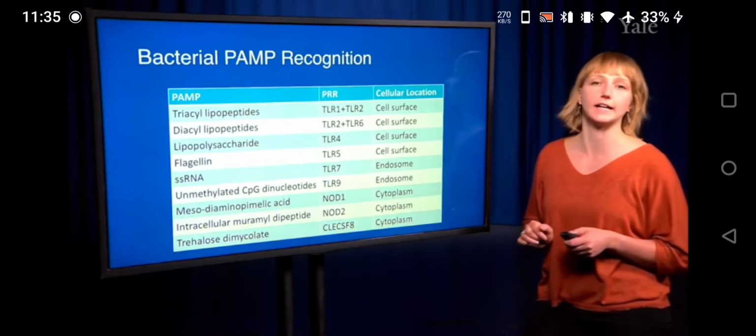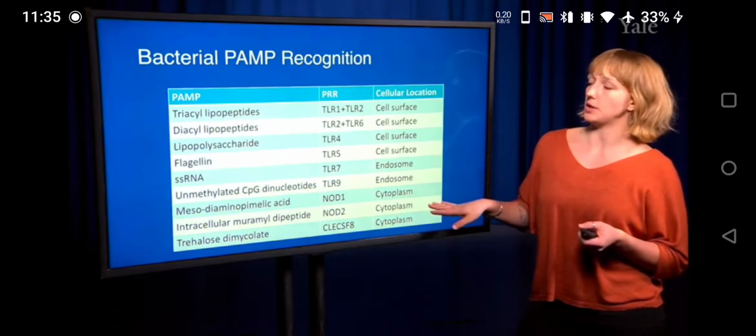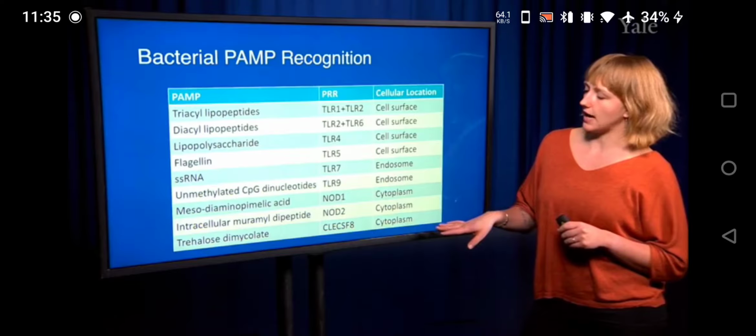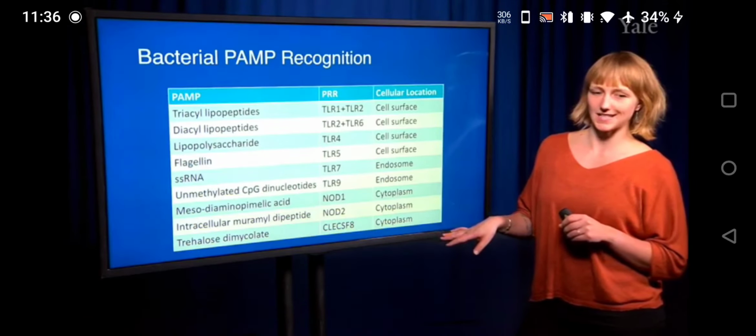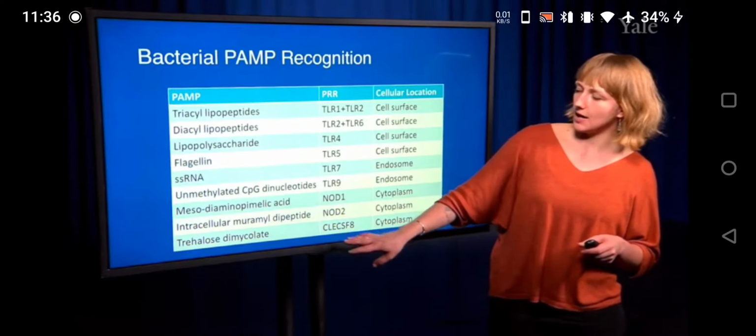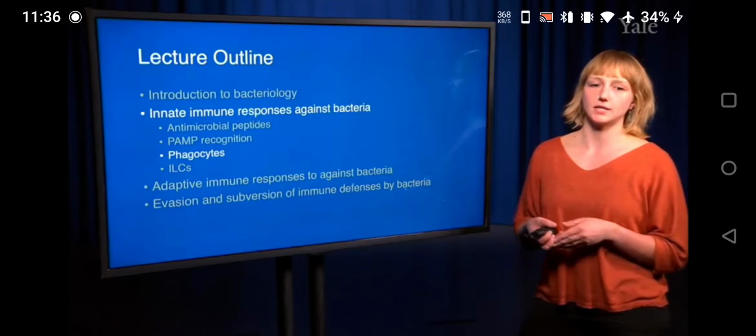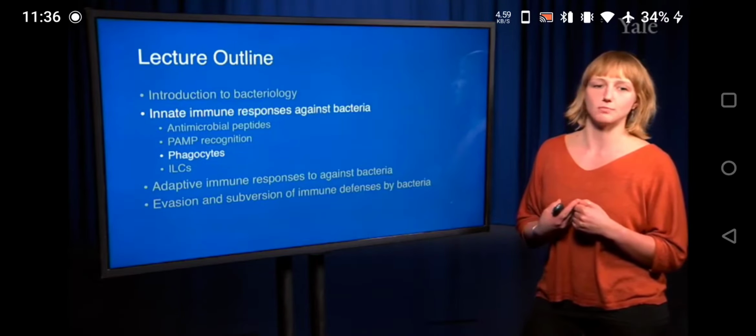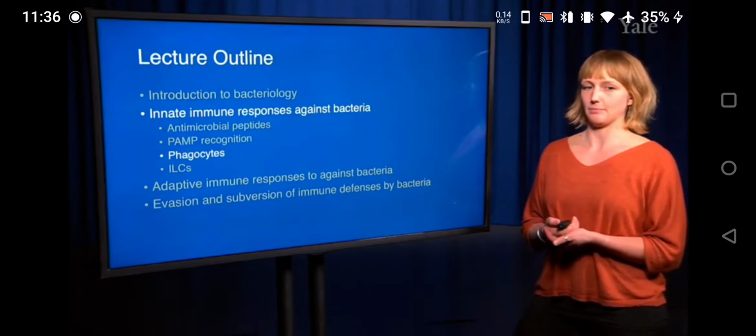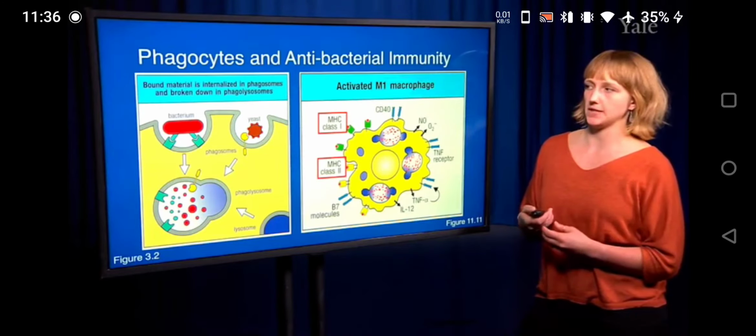We also have a variety of different cytoplasmic PRRs that recognize bacterial PAMPs, including NOD1 and 2, which recognize different types of peptidoglycans, and we also have CLEC4D, which is a CLR, which recognizes trehalose dimycolate in the cytoplasm. So upon recognition of a bacterial infection by recognition of PAMPs, a very large innate immune response is launched against bacteria. And one of the major players of antibacterial immunity are phagocytes.